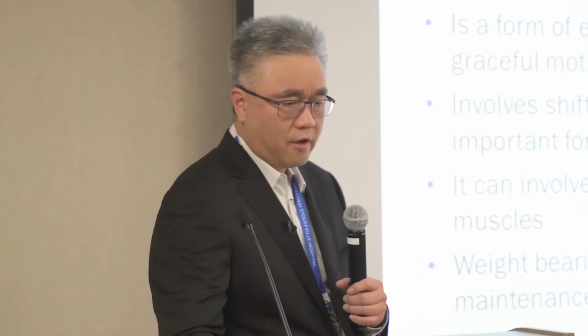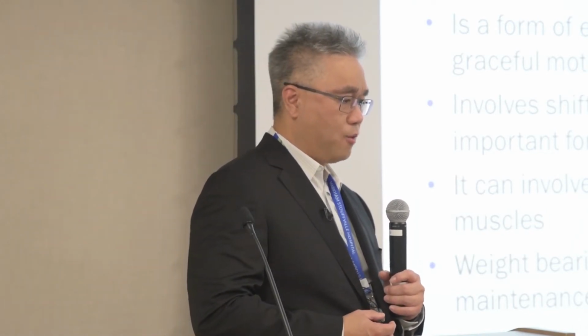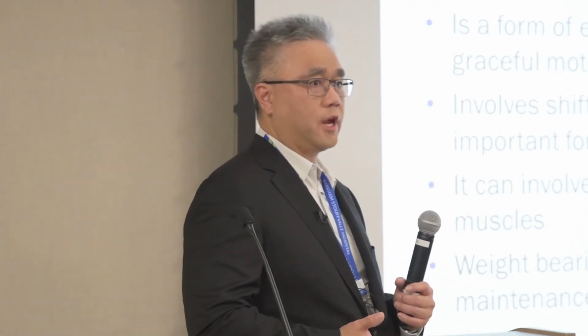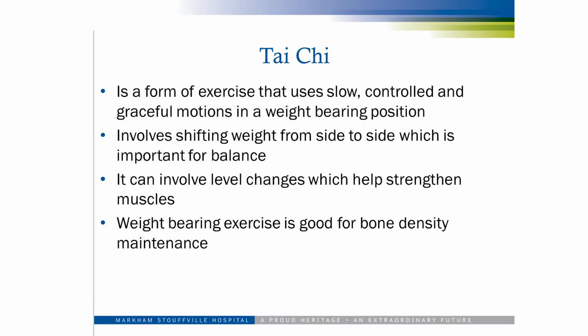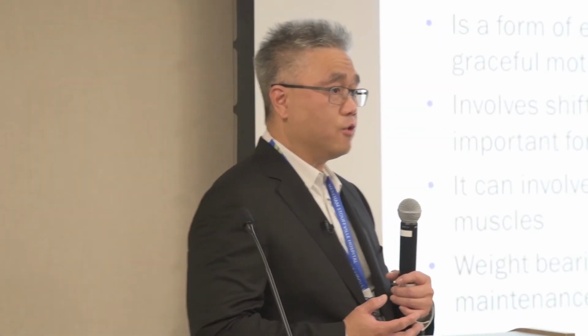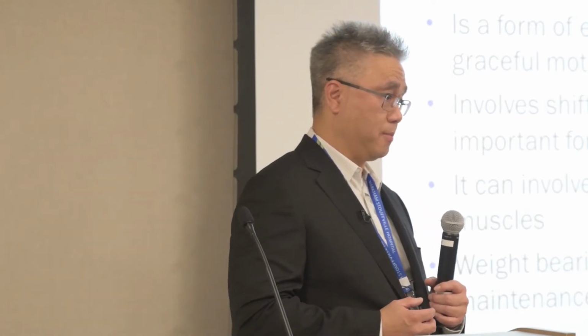Now, you can have structured and sort of informal types of exercises. And one of the ones that's very helpful is exercises known as Tai Chi. These types of exercises use slow, controlled, and very graceful motions in a weight-bearing position. This can involve shifting weight from side to side and is very helpful for improving your stability.